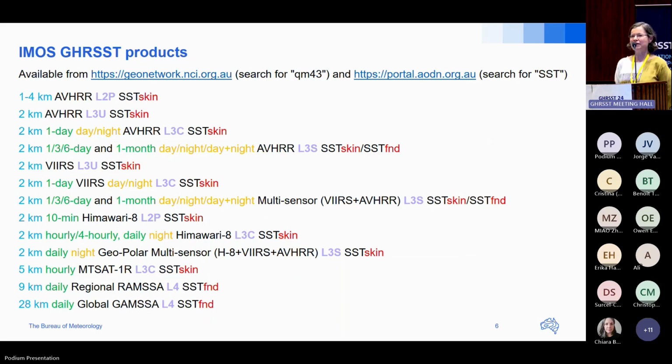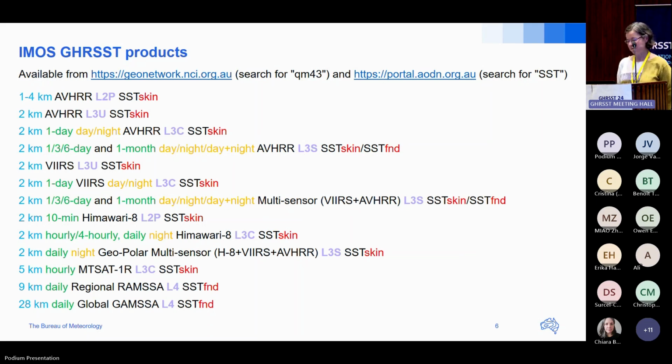Any student or scientist in Australia, in fact, anywhere in the world, can apply to have an account on this computer, and they can then have direct access to the products from within the computer, or they can go to the THREDDS server, which is a public THREDDS server, and they can just download the products.